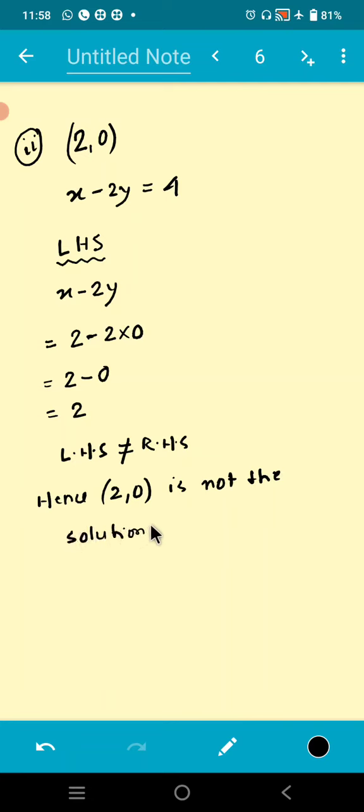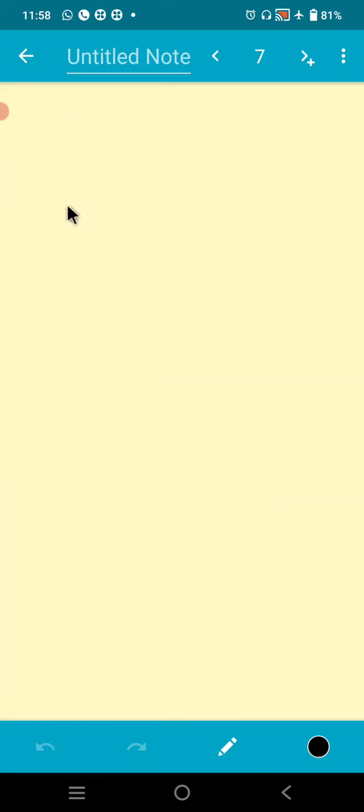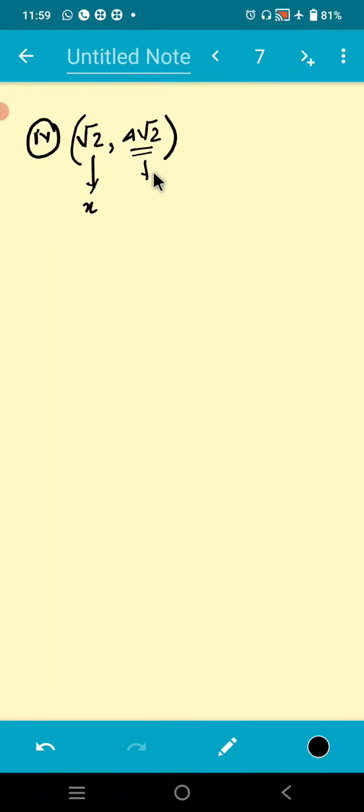So easy, isn't it? I am quite sure that everyone has understood. Now let's check the fourth one. It is a little bit complicated. So the fourth one is what? Root 2 and 4 root 2. So we will consider this root 2 as x and 4 root 2 as y.